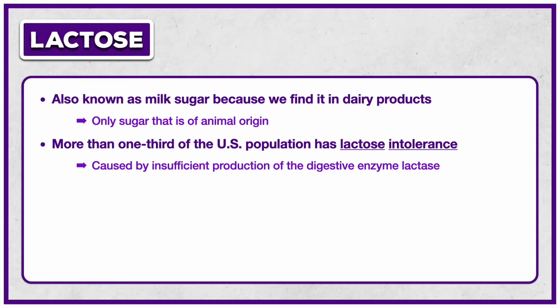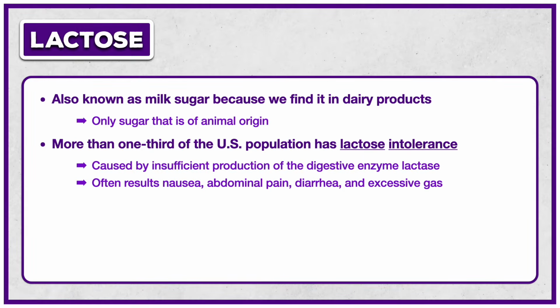Lactose intolerance is caused by insufficient production of the digestive enzyme lactase, causing the lactose to pass through the small intestine without being broken down into individual monosaccharides. That leads it to entering the large intestine, where it's feasted on by intestinal bacteria. This process often results in nausea, abdominal pain, diarrhea, and excessive gas.